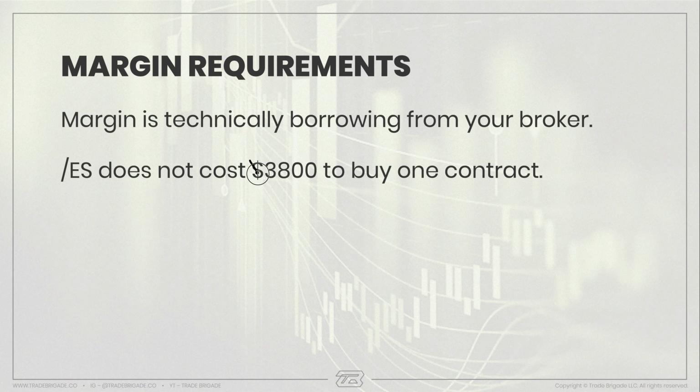As we know, there's technically no dollar sign in front of the ES point value. Again, this is 3,800 points, not necessarily dollars. So it does not cost $3,800 to buy one contract. How much does it cost?